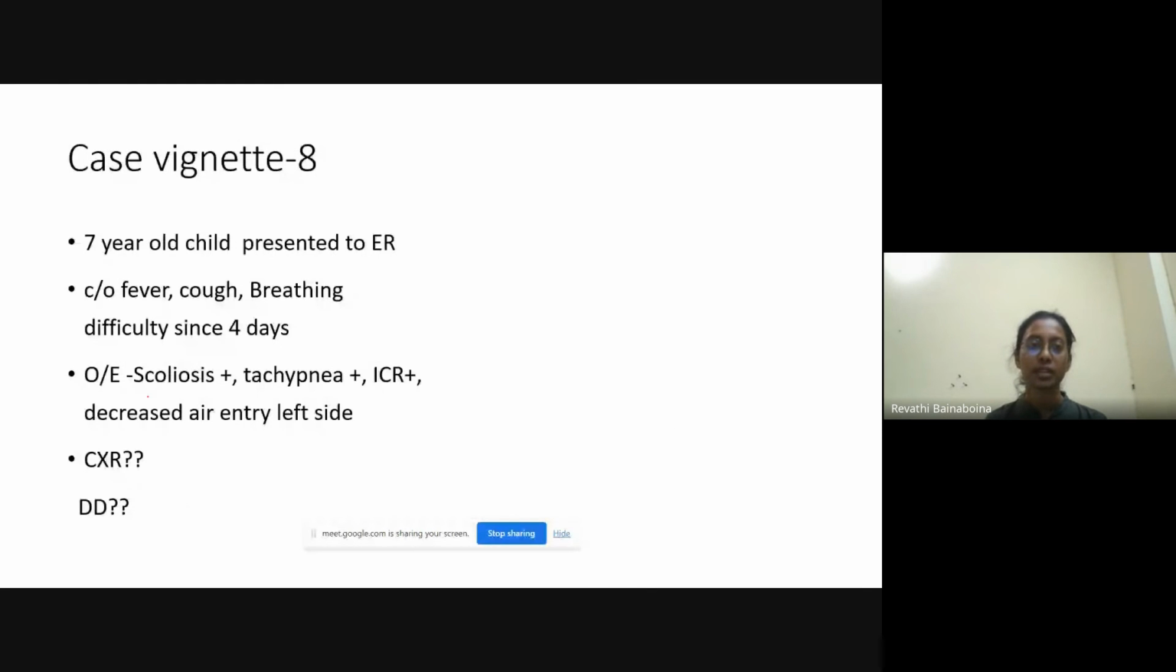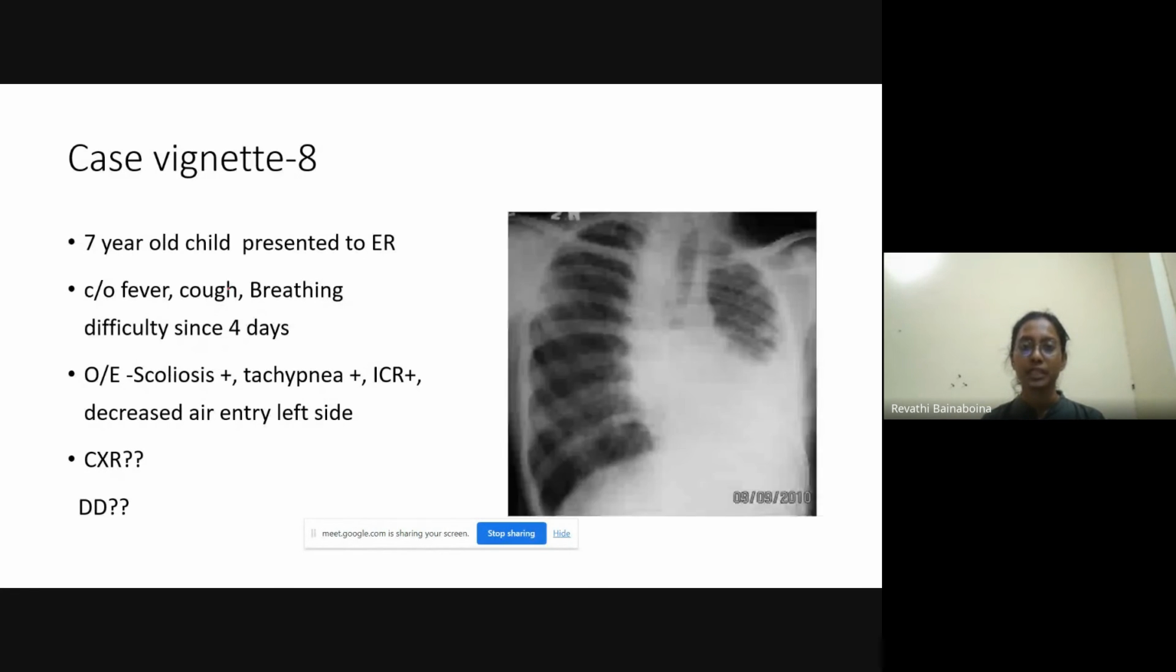This is a 7-year-old child presented to the ER with complaints of fever, cough, and breathing difficulty since 4 days. On examination, scoliosis is present, with tachypnea and intercostal retractions. There is decreased air entry on the left side. This is a chest X-ray showing scoliosis with homogeneous opacity in the left lower lobe, with a hyperinflated lung on the right side and deviation of the mediastinum towards the left side.